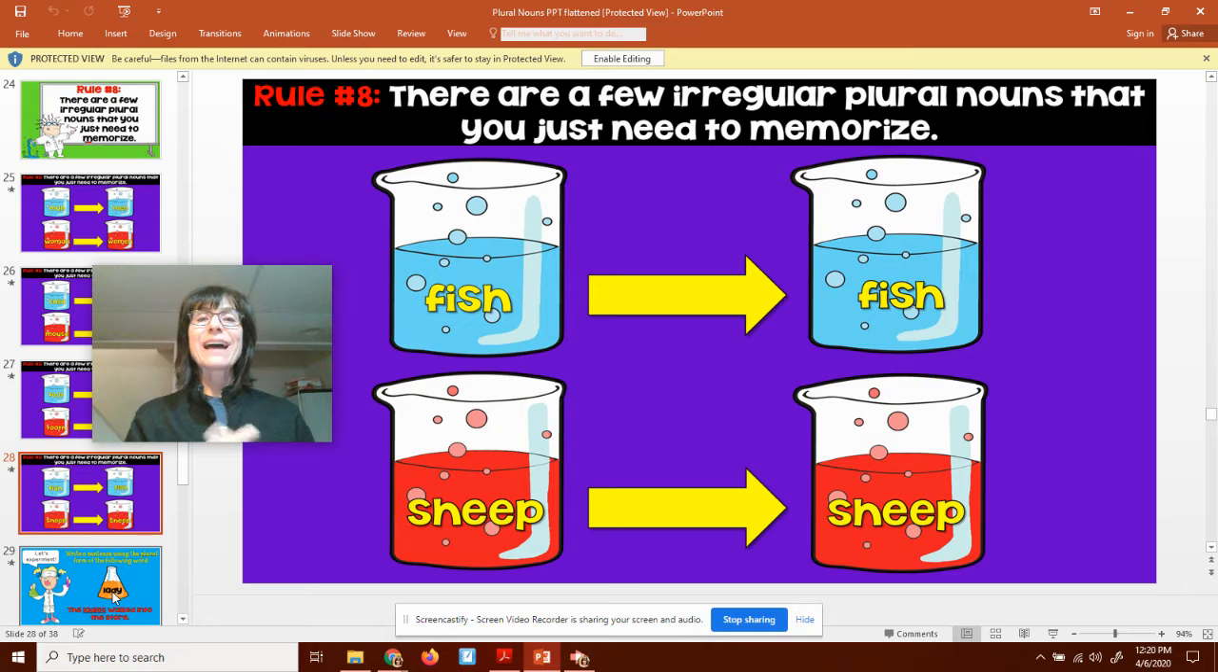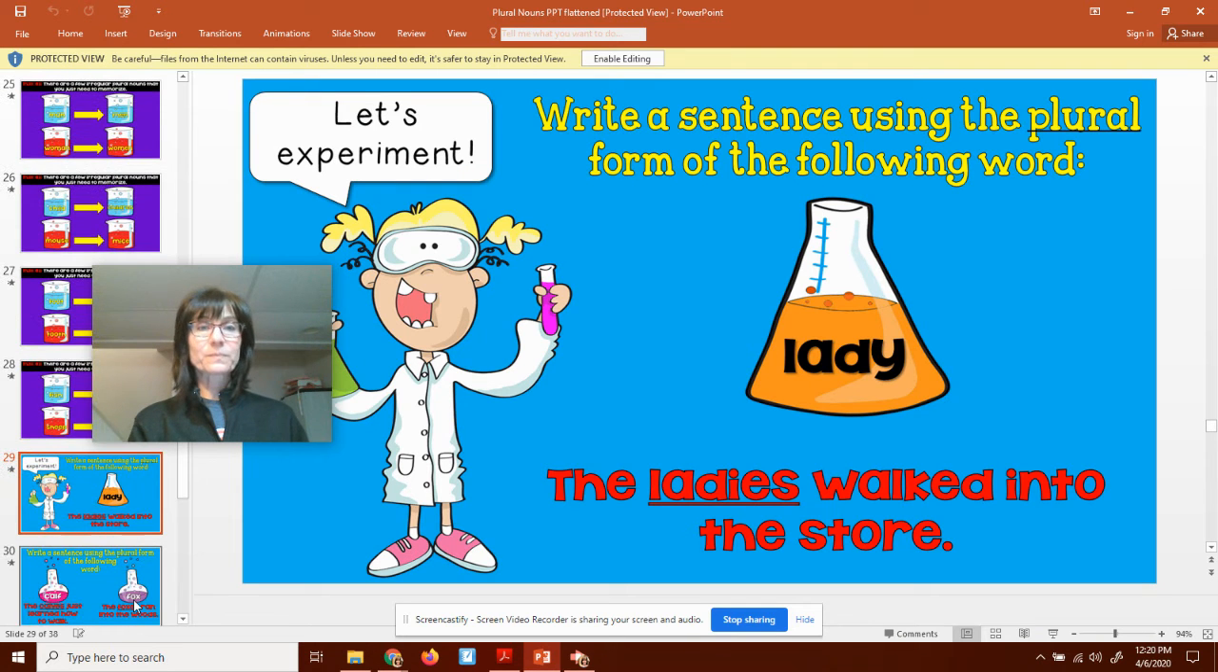Then we've got a couple irregular nouns. These are nouns that don't change at all. Fish. I don't say I have a lot of fishes. I either have a fish in my aquarium or I have fish in my aquarium. Sheep, or I have a herd of sheep. It stays the same. Now let's experiment.